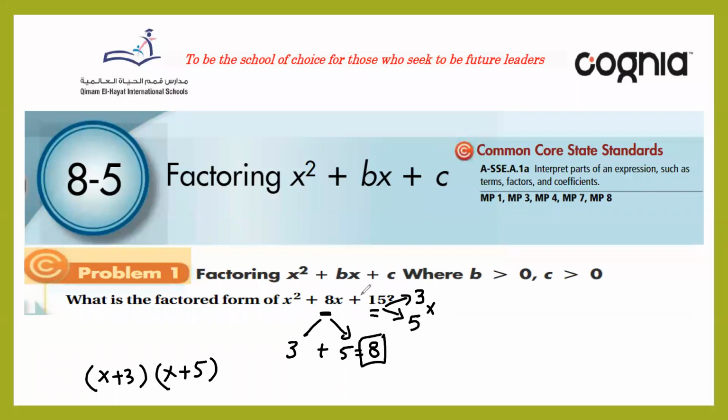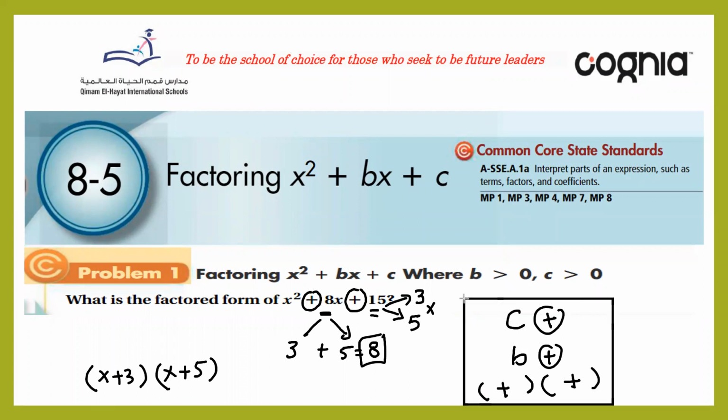Why did you say plus? Because C is positive and B is positive, meaning both parentheses take the B sign. So here, C positive, B positive, so both parentheses take the B sign. And these conditions we are supposed to memorize very well.